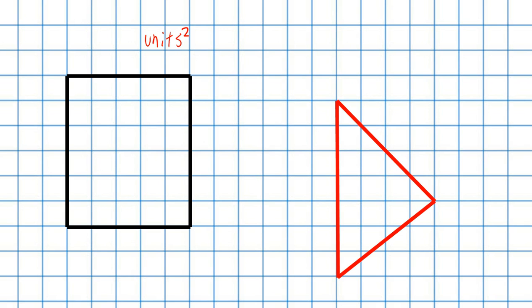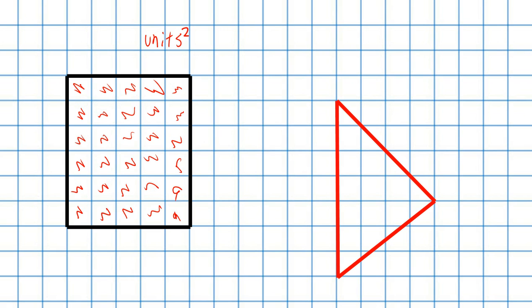So with this first one, what we're doing is counting how many squares there are. 1, 2, 3, 4, 5, 6, 7, 8, 9, 11, 12, 13, 14, 15, 16, 17, 18, 19, 20, 21, 22, 23, 24, 25, 26, 27, 28, 29, 30. So there are 30. We'd say this is 30 units squared because there's 30 of those squares inside that one figure. Now let's move on to the next figure, which is kind of a triangle.